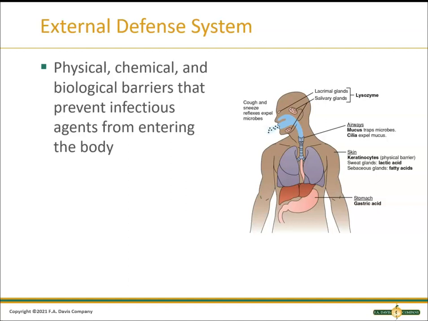Then the stomach itself has gastric acid in there. It's like a pH of 2. It does a really good job. It's amazing stuff can still penetrate through it, but it does a good job of taking care of most things.